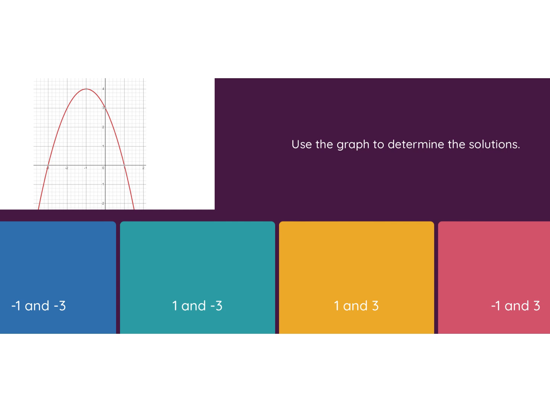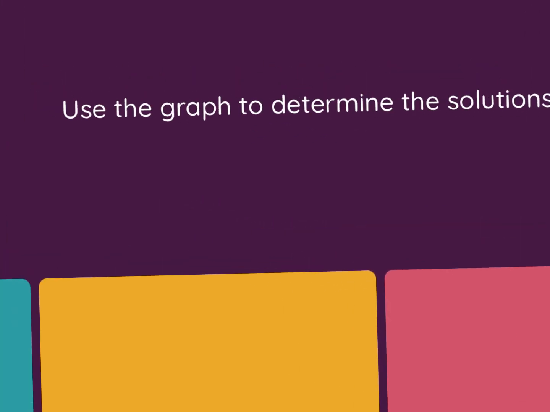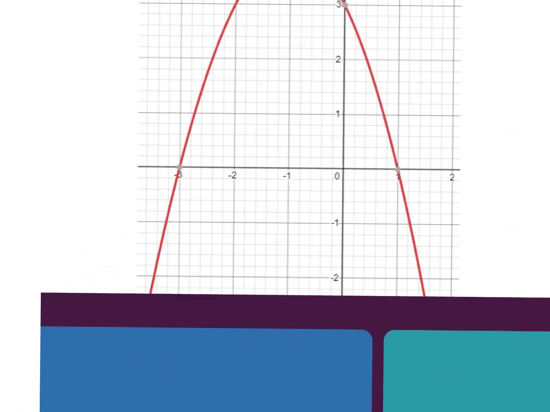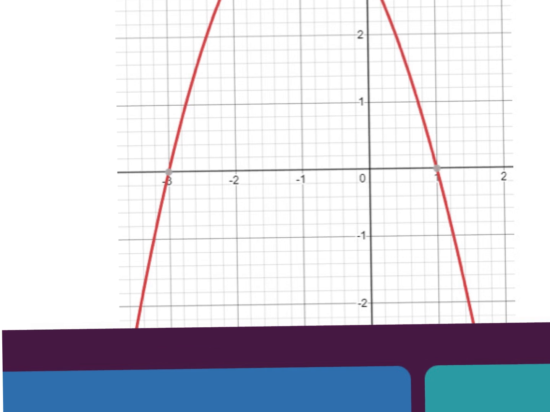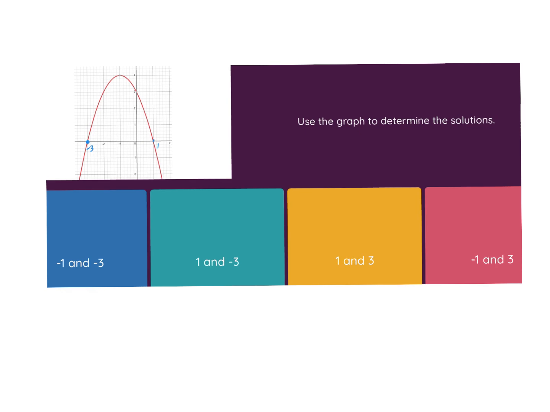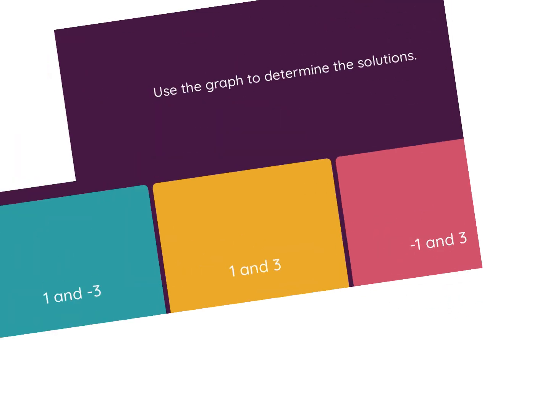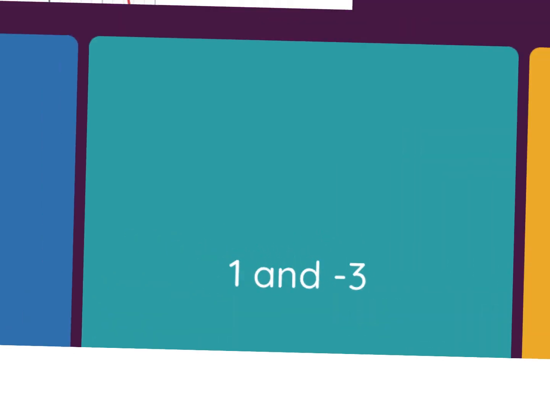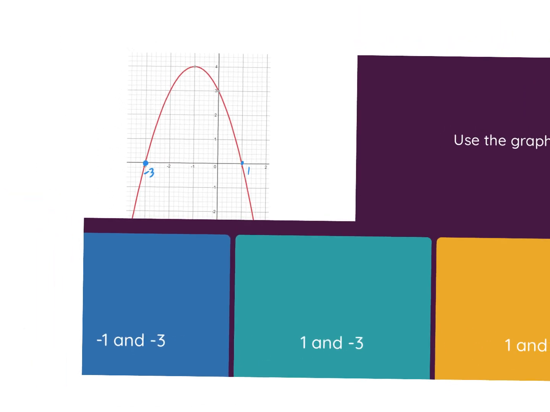There's still one last question, and this is the easiest one you're going to see on the actual final exam. It says, use the graph to determine the solutions. Here's your graph. What are the solutions? It is the points of intersection. -3 and +1. Those are your answers. So that would be your answer right there, -3 and +1. Because x-intercepts are the solutions. They are the answers.